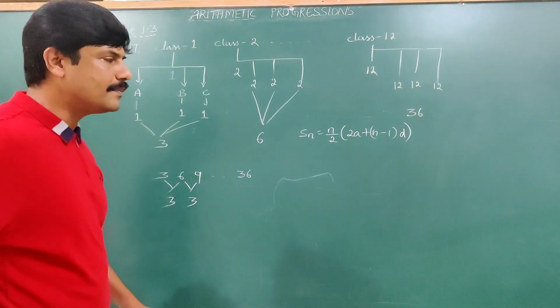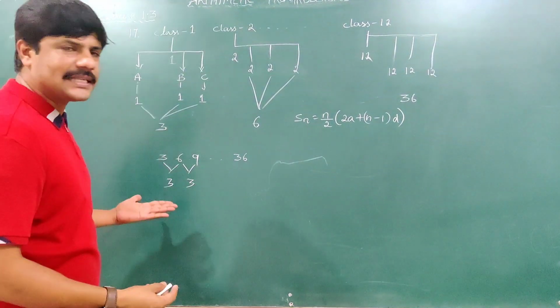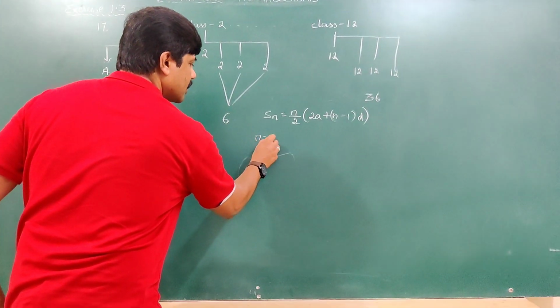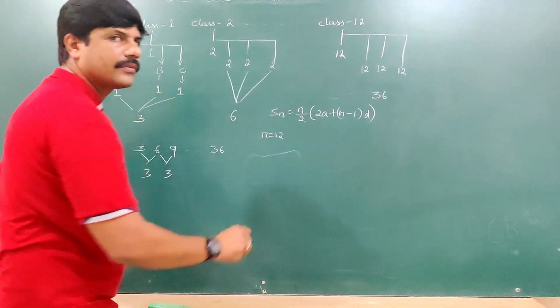Sum of n terms formula. Now see how many sections are there? 12 sections. Therefore, n is how many classes are there? 12 classes. Therefore, n is equal to 12.